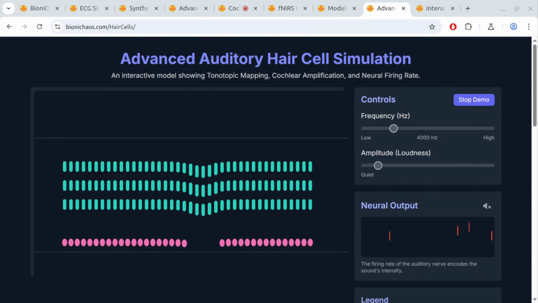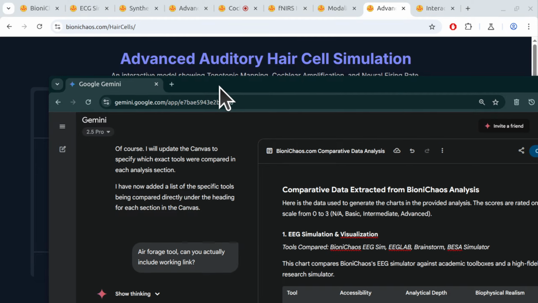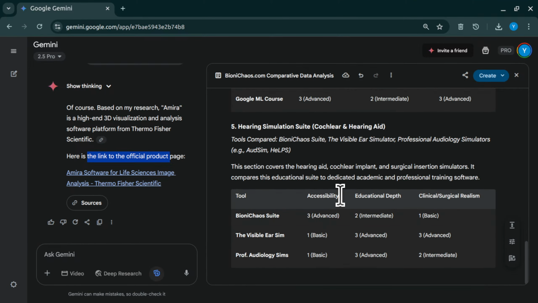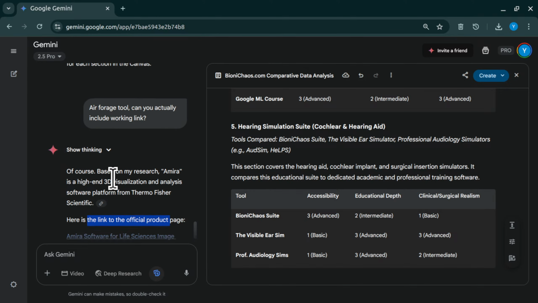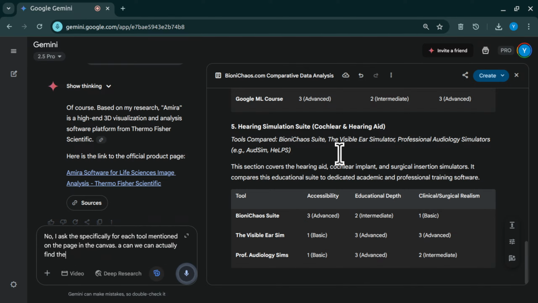Now Gemini is like hallucinating on me. Now I asked specifically for each tool mentioned on the page in the canvas, can we actually find the specific working link for that tool? If you can add all of them, that will be great.